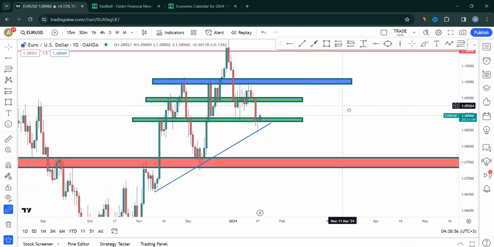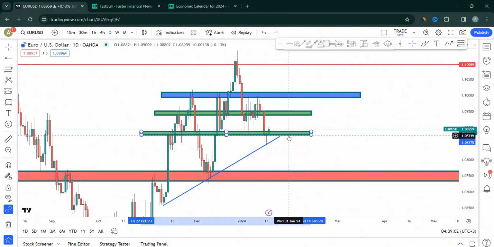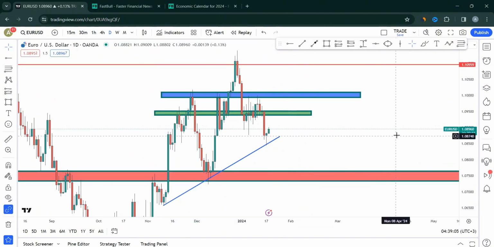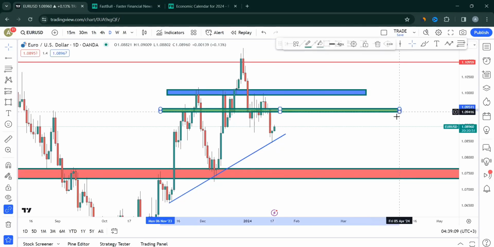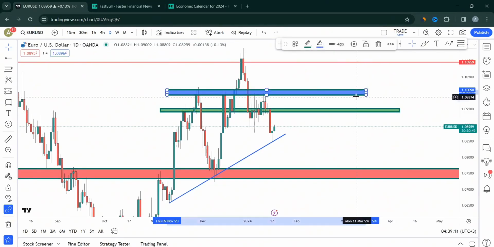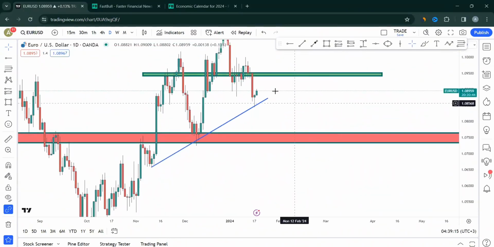So this is my euro marking, right? Personally, my area of interest is this one here. So I'm just going to delete this. I usually like marking and leaving my chart very, very neat. So my area of interest here is this one. I'm also going to remove this upper one. So this is the only area of interest I'm interested in.